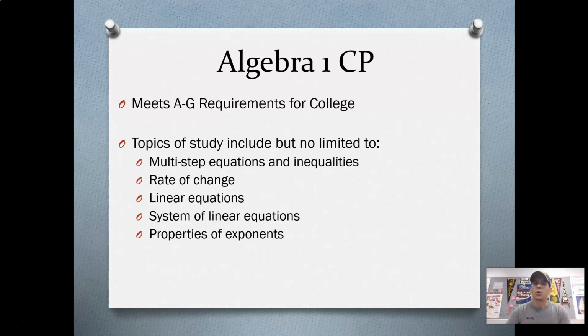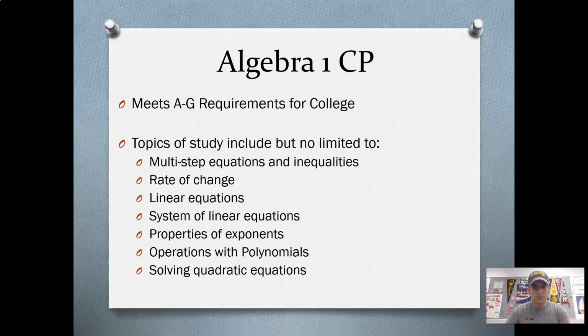All right, so if I have your son or daughter for periods 1 and 5, I am their Algebra 1 teacher. Algebra 1 is an A through G requirement, so they do need that to get into college, and it's also a graduation requirement. Listed below, you can see some of the topics that we study in Algebra 1: multi-step equations, linear equations, systems of linear equations, operations with polynomials, solving quadratics. Those are just some of the major topics that we talk about in Algebra 1.